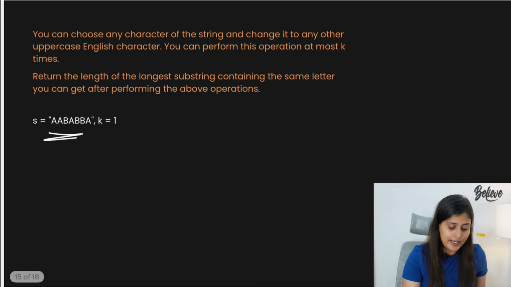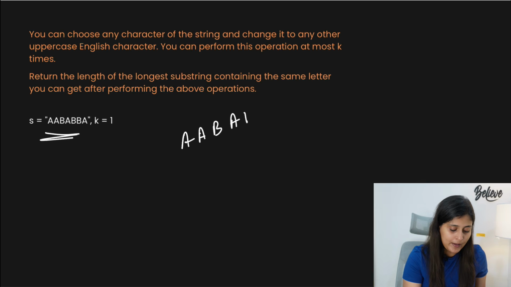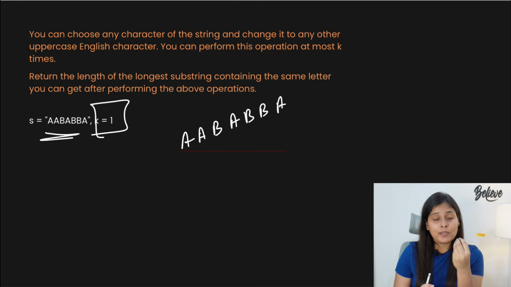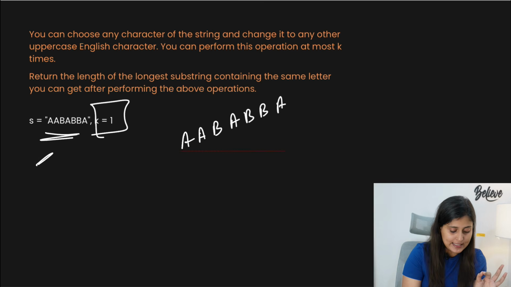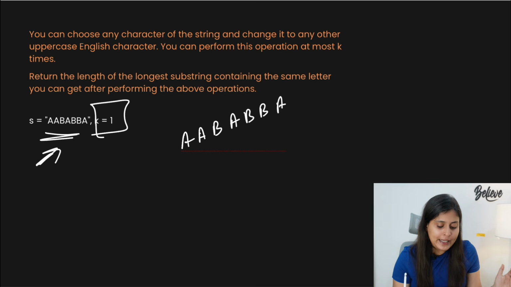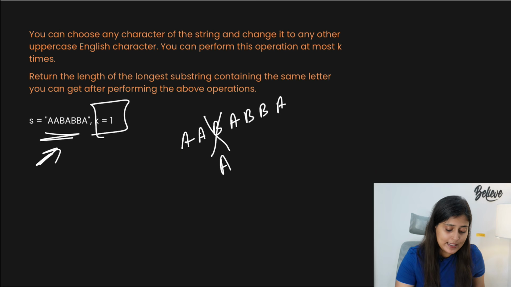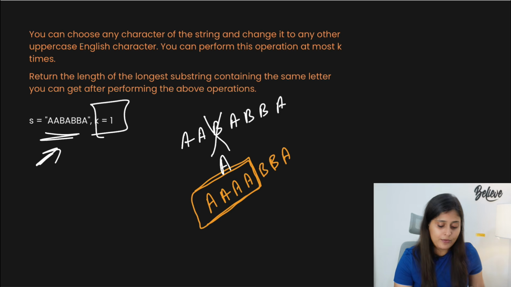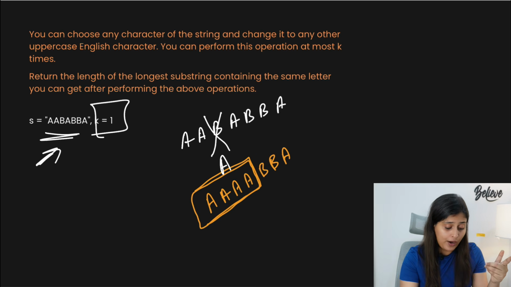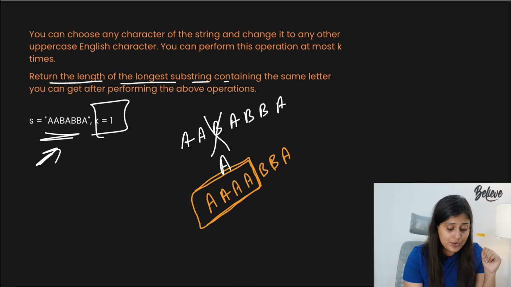You are given a string A, B, A, B, B, A, and K is 1. Basically you have been given a maximum number of operations you are allowed to do on S. What is that operation? You are free to change some character. So let's suppose we are free to change a B character and make it A. Now A appears 4 times, and these are the same, so you can say they are the same for length 4. That's what the question is asking for. The question says return the length of the longest substring containing the same letter you get after performing the above operation.